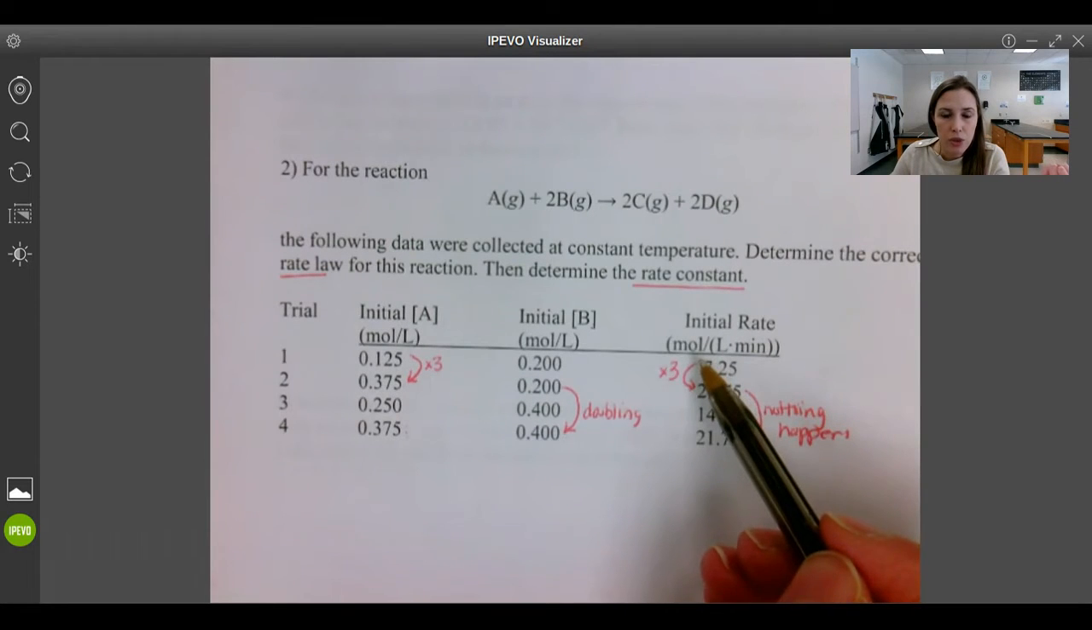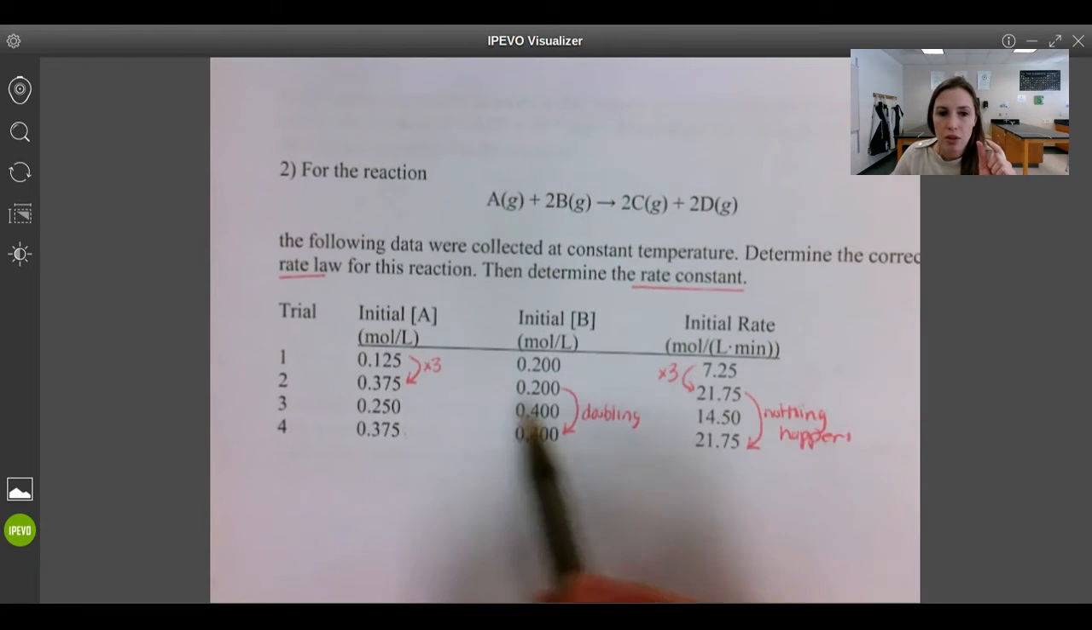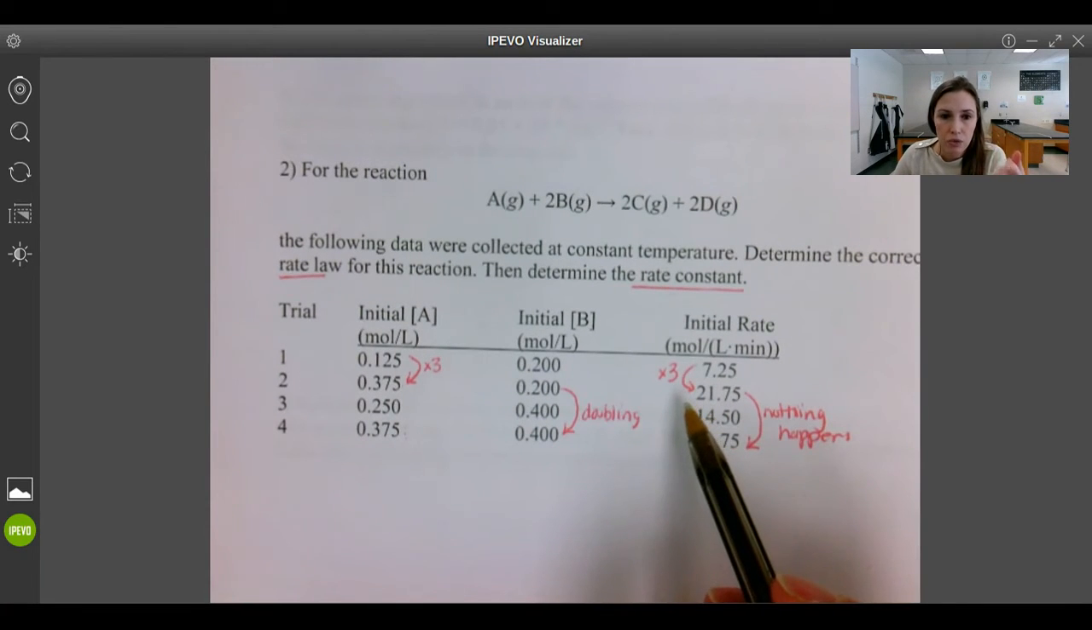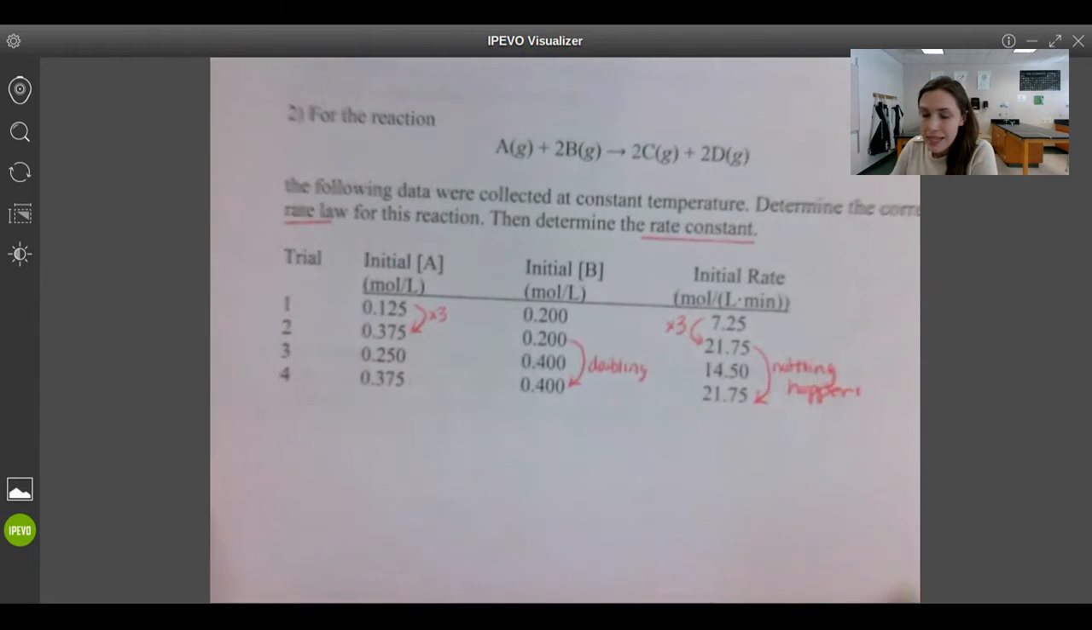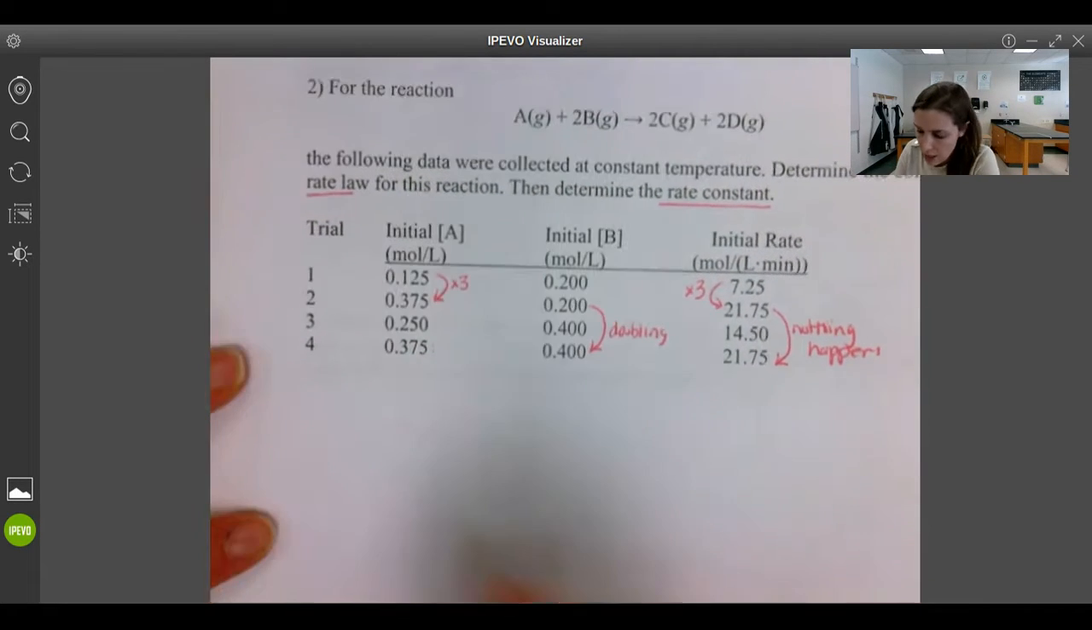The same thing follows with the rate, where I'm tripling the rate. So because those are a direct relationship, I then know that for A, that's going to be first order. Okay. Say you couldn't see that, or you were having trouble analyzing the data. Remember that you can write it out.